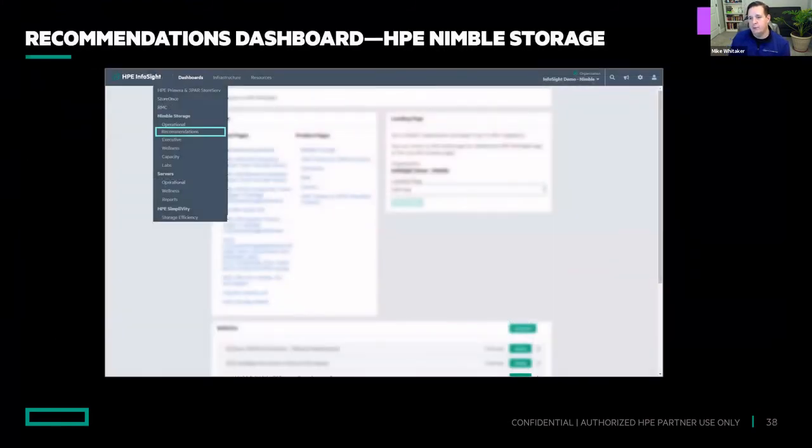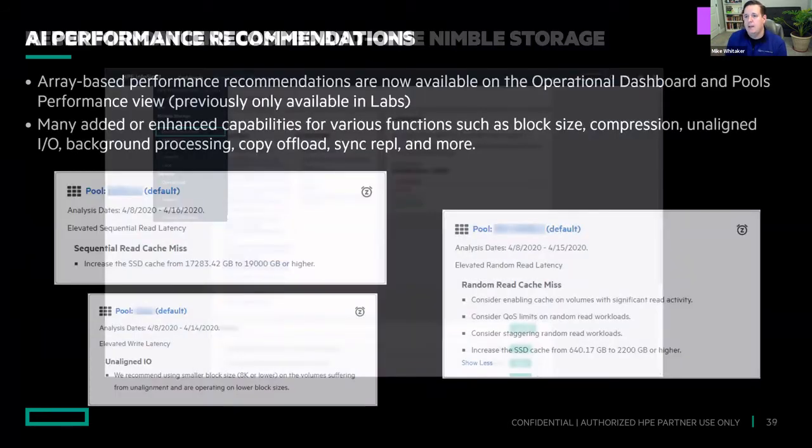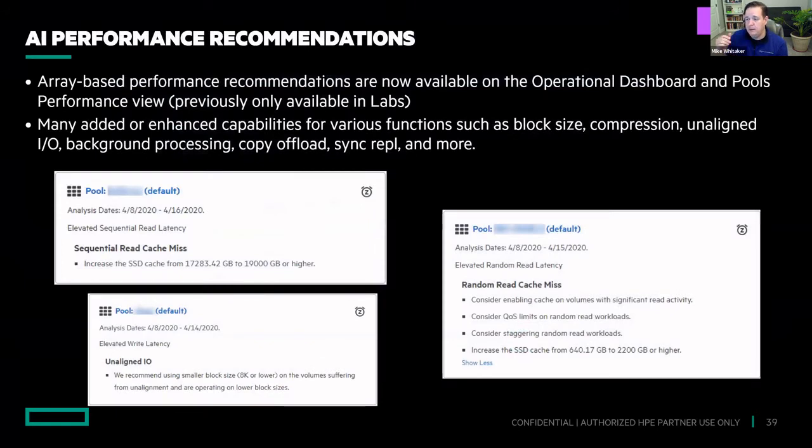Now, we've taken all of these recommendations that we've done. We've been doing AI-based recommendations for a while, but we had it in the lab. It was kind of hidden off in the corner. Those of us in InfoSight knew about them. But what we've done now is we've brought it to the mainstream. We've put them in prime time. We've added a dashboard specifically for these types of recommendations, and these recommendations get stack ranked by level of importance inside of that recommendation dashboard. And again, it's not just going to be storage related stuff.